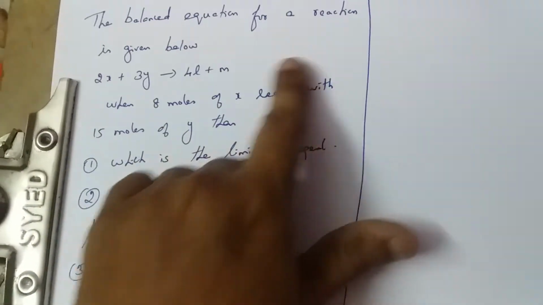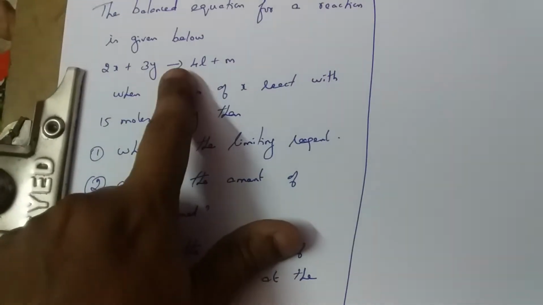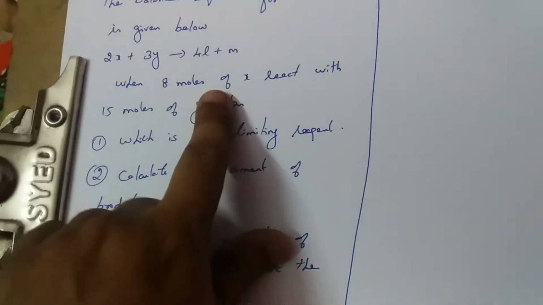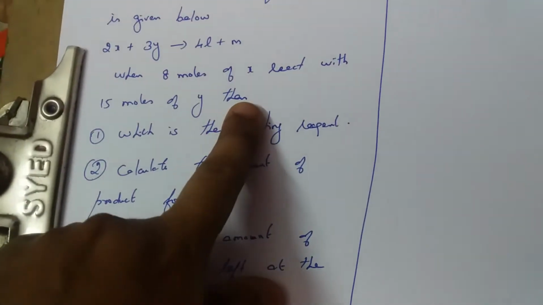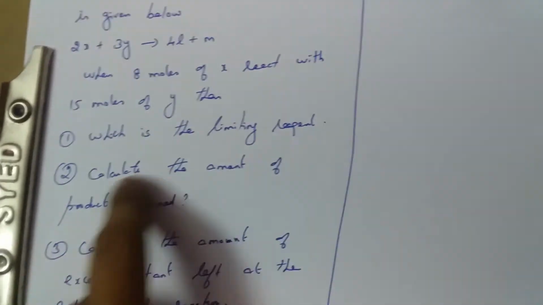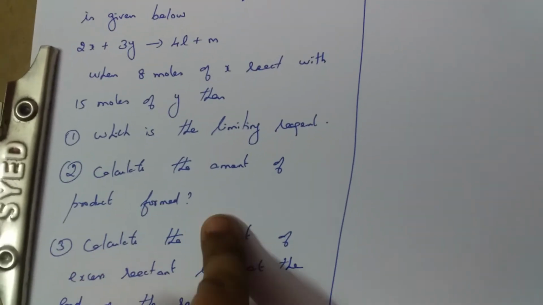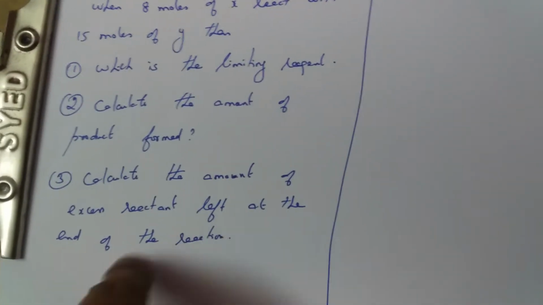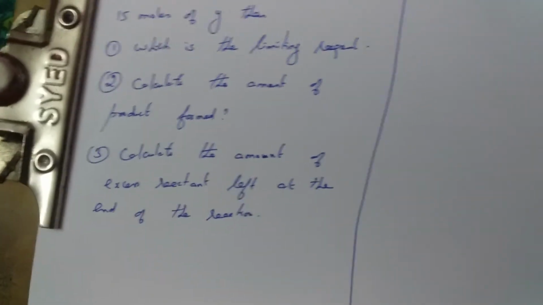The balanced equation for the reaction is given below: 2X + 3Y gives 4L + M. When 8 moles of X react with 15 moles of Y, first question, which is the limiting reagent? Second question, calculate the amount of product formed. And the third question, calculate the amount of excess reactant left at the end of the reaction.